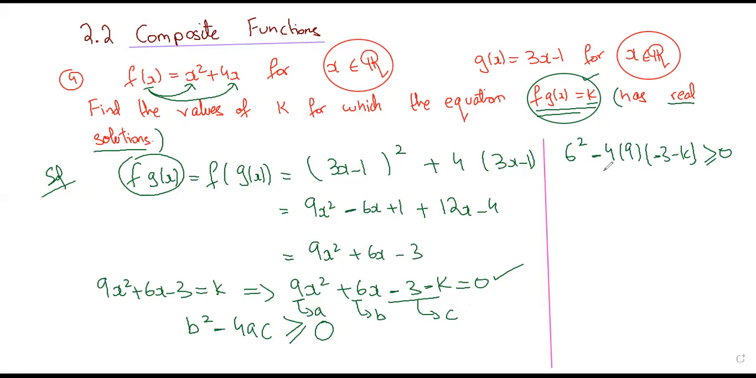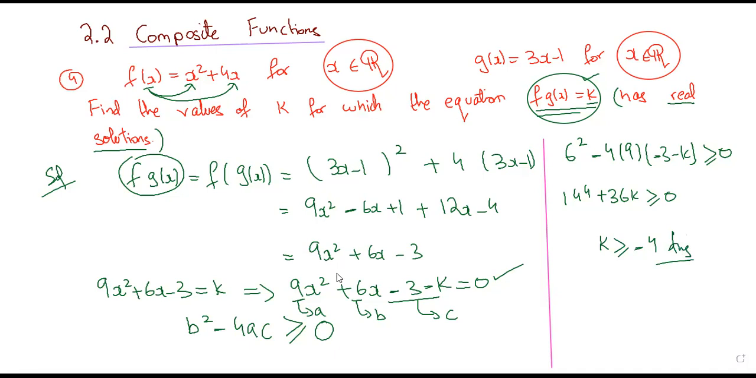All right, let's simplify this. It would become 144 plus 36K greater than or equal to 0. And this would give you K is greater than or equal to minus 4. So this is going to be the answer.